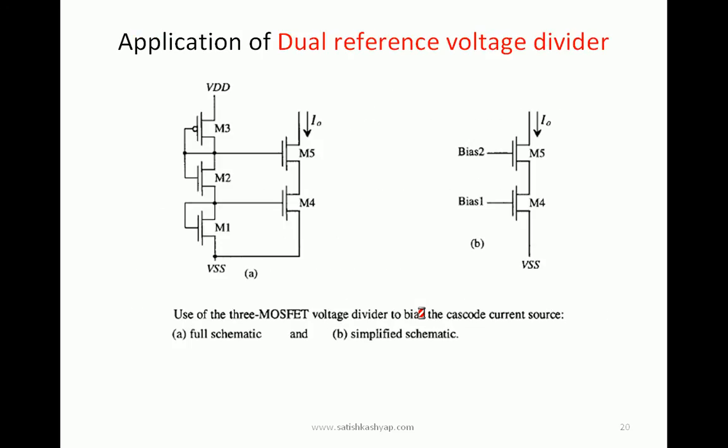Application of the dual reference voltage divider, where we have used the dual reference voltage divider. Look at the second circuit, where the M4 and M5 transistors are to be biased with the help of bias 1 and bias 2, such that they may be either in saturation or active region. That biasing can be provided with the help of this dual voltage reference. So simply bias 1 and bias 2. Look at this circuit. This VDD and M1, M2, M3 consist of the dual voltage reference, and this is reference 2, this is reference 1. Reference 2 is nothing but bias 2, reference 1 is nothing but bias 1. So a simple cascode current mirror can be biased with the help of the dual reference voltage divider.